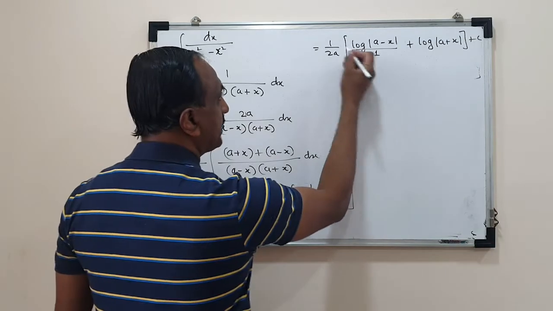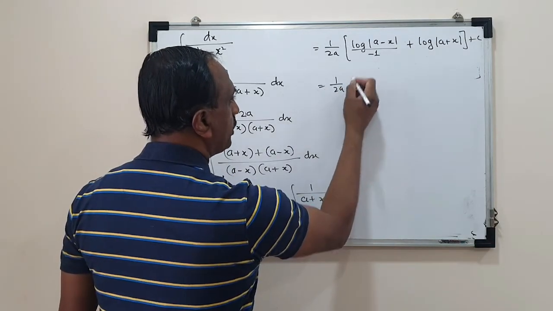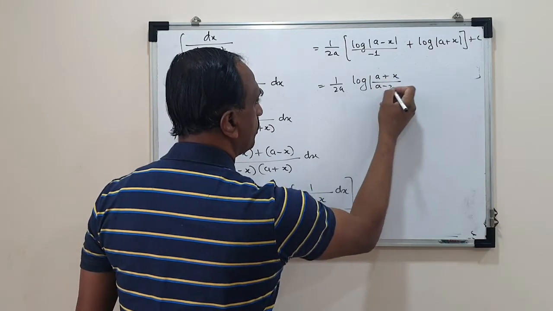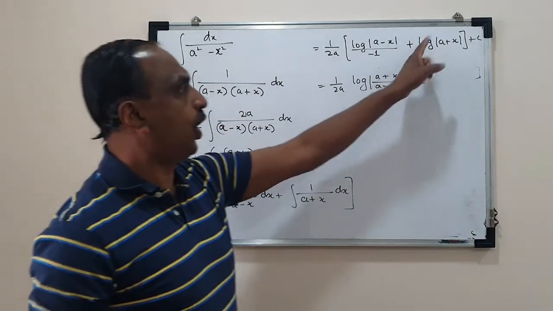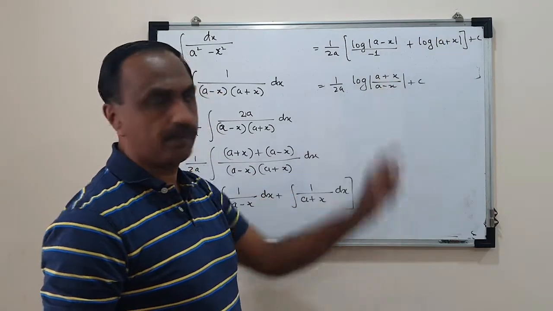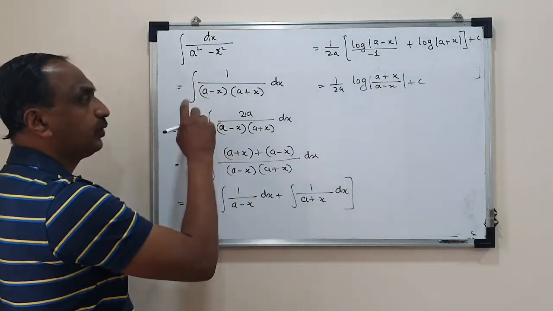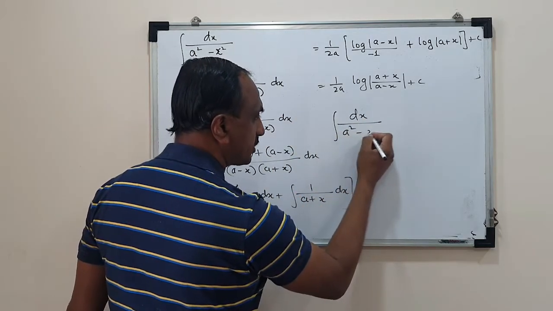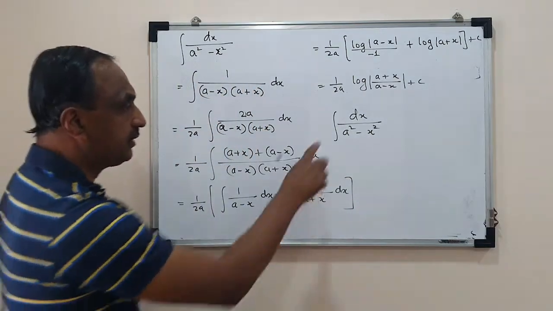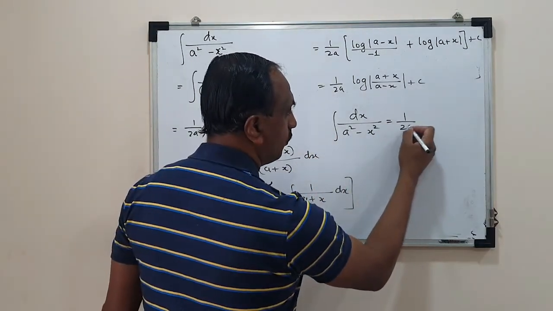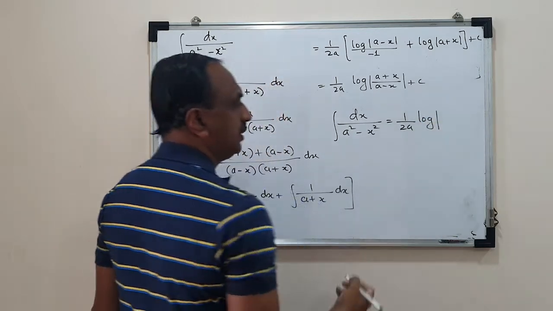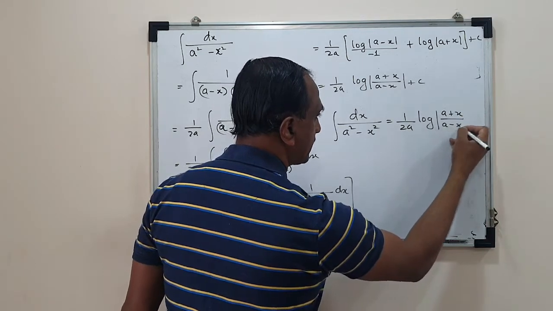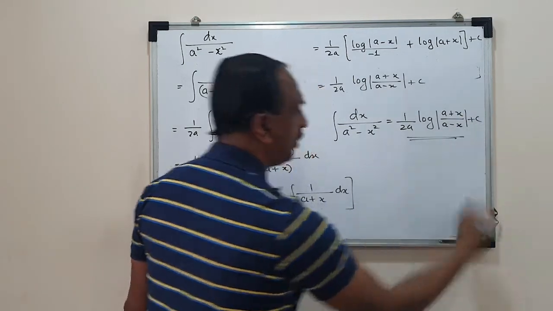Now because of this minus, this became negative. So 1 by 2a log of a plus x will come to the numerator and a minus x will come to the denominator. That is log m minus log n is log m upon n. So your conclusion here, whenever I want to integrate 1 upon a constant minus x square, your formula is 1 by 2a log of, the factors here are a plus x in the numerator and a minus x in the denominator. This is the format of this answer.